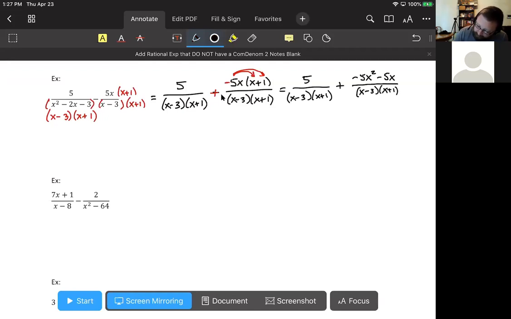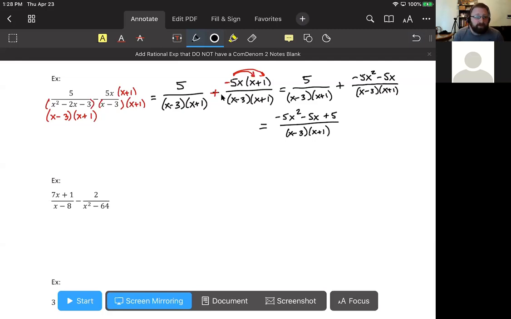I'm going to add those together. Now there are no like terms in the numerators of those two, so really all I'm doing is rewriting this in descending order, and that shouldn't say to the fifth. That should say negative 5x squared minus 5x plus 5 over x minus 3 times x plus 1.